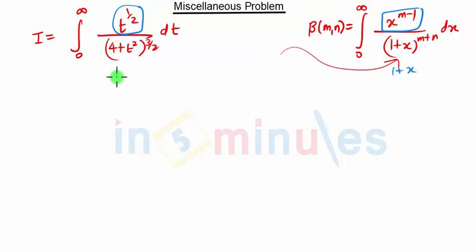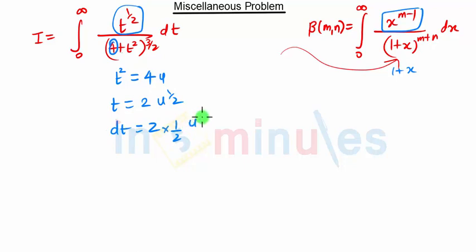So we substitute t square equal to 4u, that is, this constant into some other variable u. Then t will be the root of this term, that is, (4u) raised to half. Then dt will be 2 into half u raised to minus half into du, which is nothing but u raised to minus half du. So this is our dt.